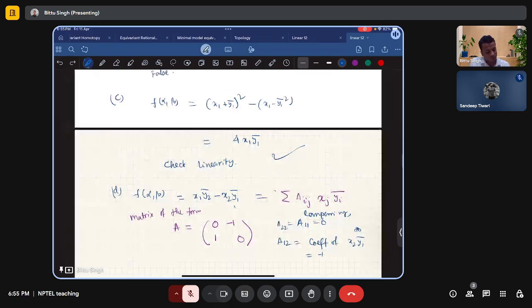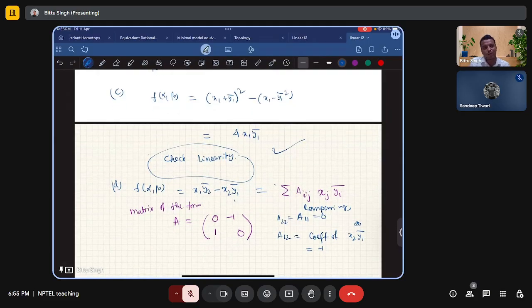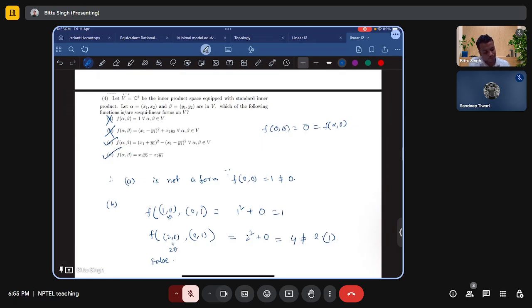Okay, so D is also a form. You can also check with those. You can check linearity. It is very easy. Linearity and conjugate linearity. So on the first component it will be linear. On the second component it will be conjugate linear. So C and D both are forms.